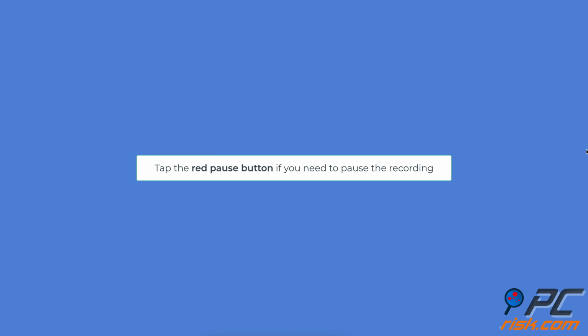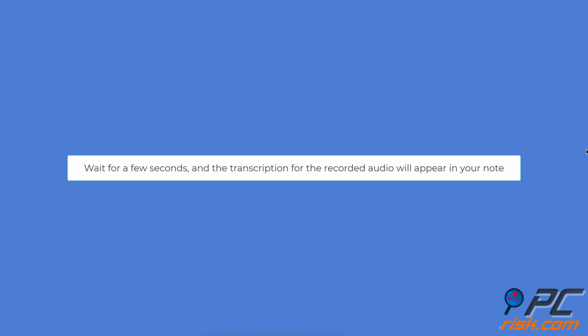Tap the red pause button if you need to pause the recording. When you're done, click Done to save your recording and return to your note. Wait for a few seconds, and the transcription for the recorded audio will appear in your note.